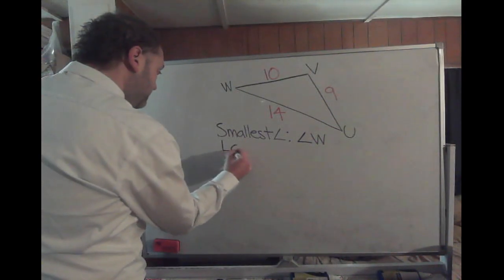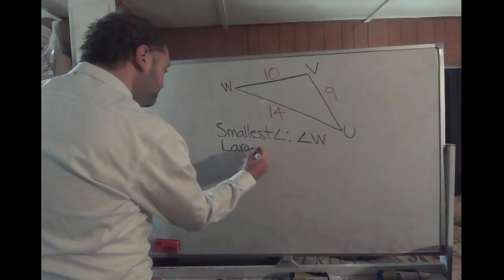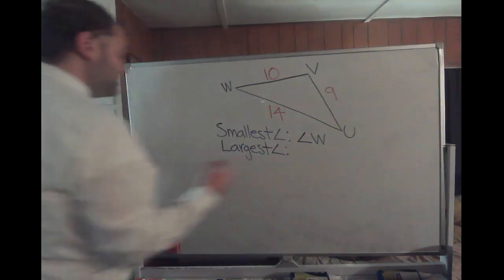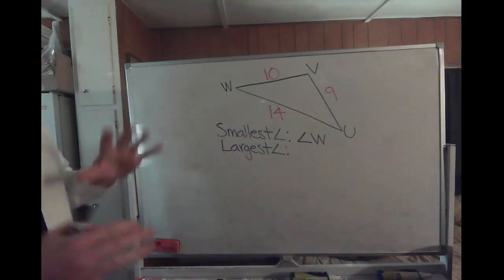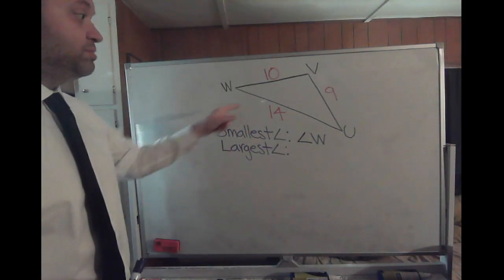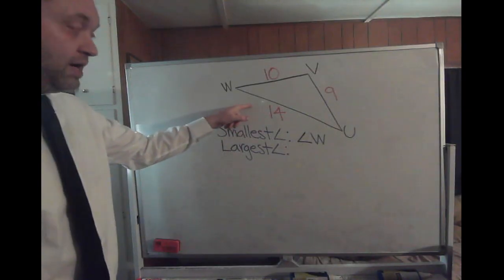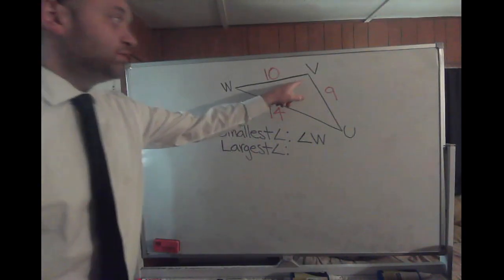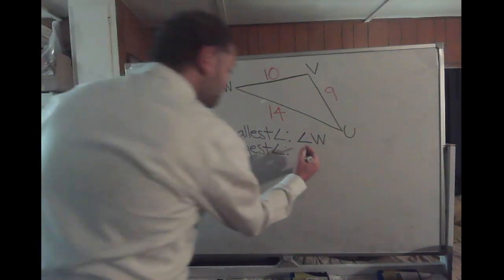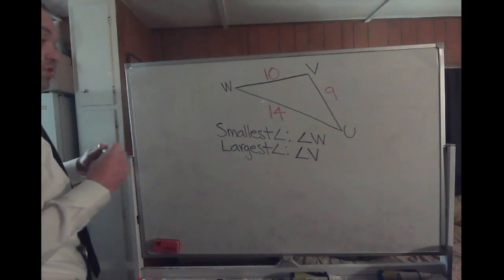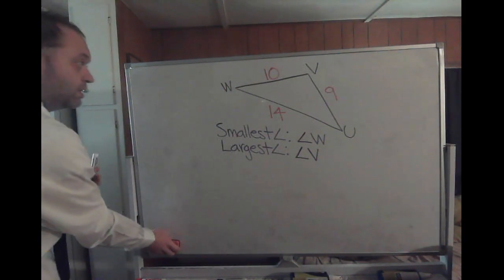Now let's find the largest angle. To find the largest angle, we need to find the longest side, which would be side WU with a length of 14. The angle opposite side WU is angle V, which would make that the largest angle. So angle V is actually the largest angle of this triangle.